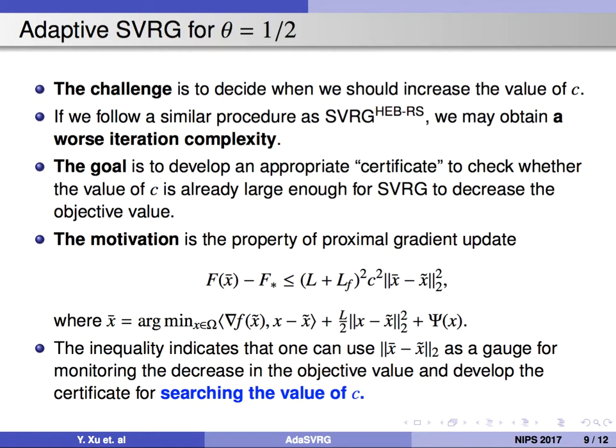So we want to develop a certificate to check whether the value of C is really large enough for SVRG to decrease the objective value. Our motivation is the property of the proximal gradient update, that is this inequality. We can use the norm of the difference as a gauge for monitoring the decrease in the objective value and develop the certificate for searching the value of C.